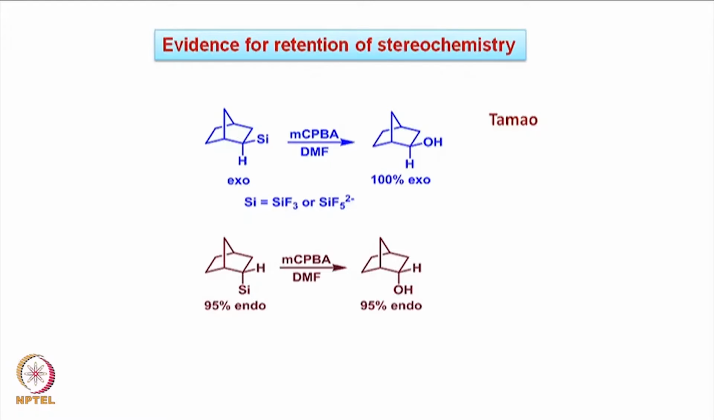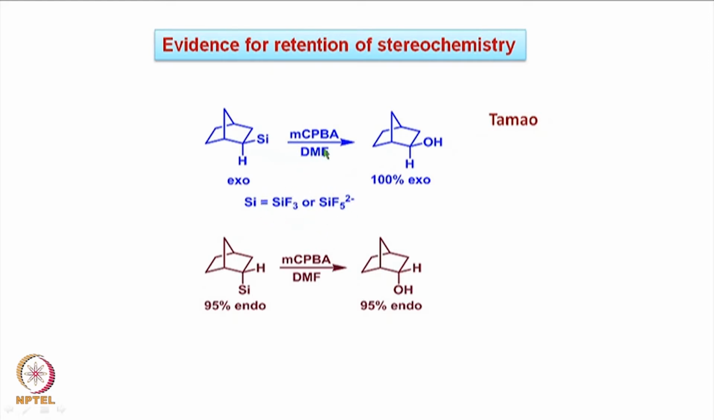Now, what is the evidence for retention of stereochemistry in Tamao-Fleming oxidation? The evidence was provided by a set of experiments that Tamao reported. He started with a silicon containing moiety like this, which is a bicyclic bridged molecule, in which he had the carbon silicon bond in an exo oriented fashion. Of course, there will be substituents on silicon like this.